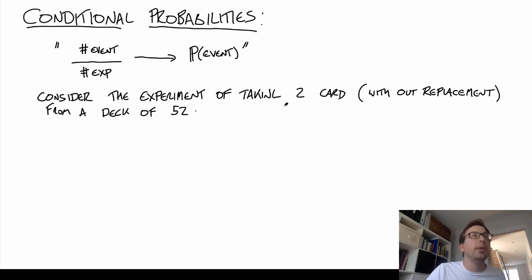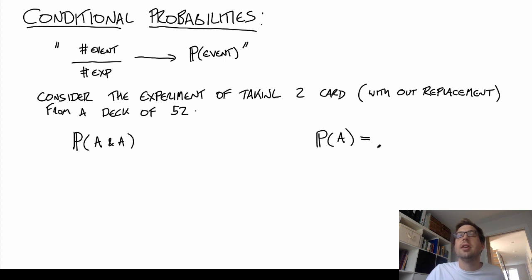Event 1 will be the event where we get two aces, so the probability of ace and ace. The first card is an ace and the second card is an ace. And let's also consider the event of just getting an ace for the first card. The probability that the first card you get is an ace is 4 out of 52, because there's 52 cards in the deck.